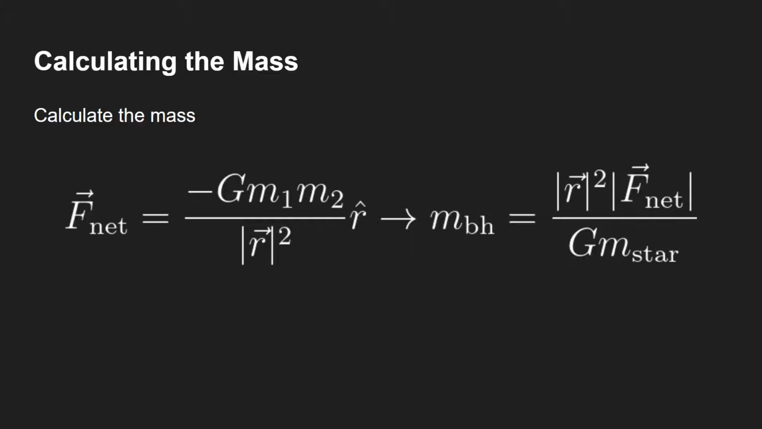And then finally calculating the mass, because we know that the net force is just influenced by the gravitational force, we can just simply isolate one of the mass variables in our gravitational force equation and then move variables around accordingly and then get the equation seen here on the right to get the mass of the black hole. And then also the net force here needs to be a scalar, so we just take the magnitude of the net force.